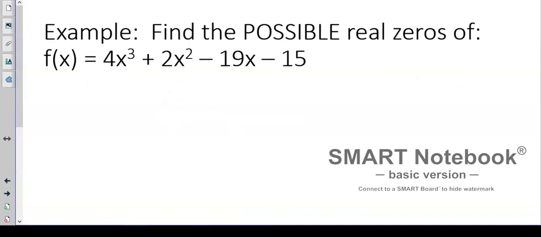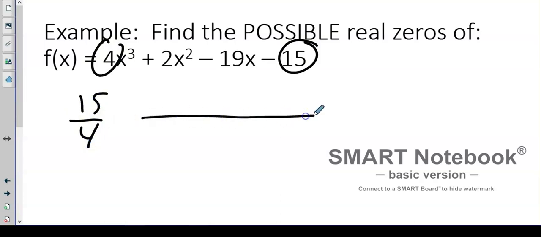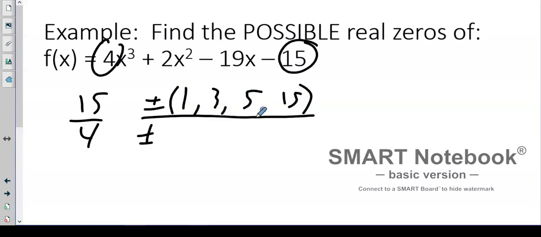All right. So find all the possible real zeros. So again, it's going to be this number over this number. Sometimes people like to do this to remind themselves. So plus and minus, plus and minus. Factors of 15 are 1 times 15, 3 times 5, that's all of them. Factors of 4, 1 times 4, and just 2 times itself. That's it.